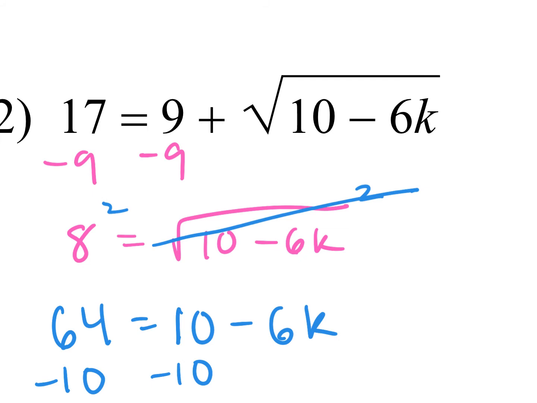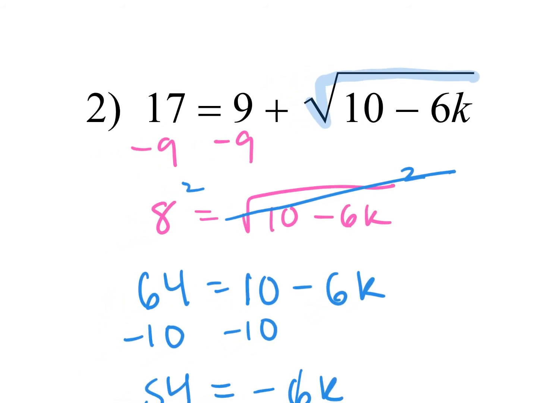You can't touch inside the radical. Think about this as like a brick wall. You can't touch inside once you get rid of it. You can't do anything on the inside until you get rid of that. So we have to move the 9 to the other side first because we have to isolate the radical. So step 1 is isolate it, and then we get rid of it.